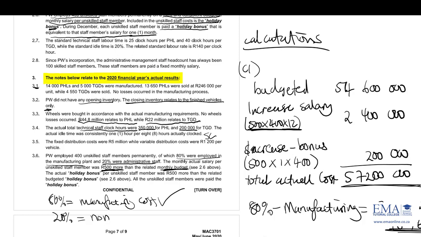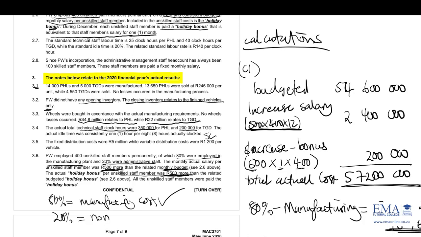So that we can get the increase in terms of the salary. Now they also said that the actual bonus per unskilled staff member was 500 more than the related budget, and the bonus is only paid 1 month, which is in December or at the end of the financial year, right? So which is the 13th check. So that's why we had to multiply 500 by 1 by 400, because the bonus is not a monthly payment. So the increase in the bonus is going to be a total of 200,000.